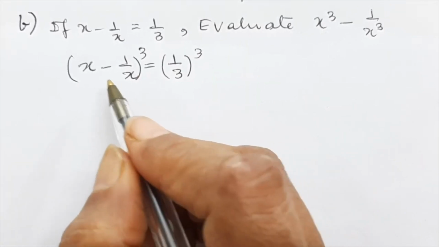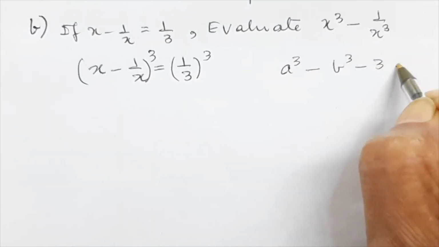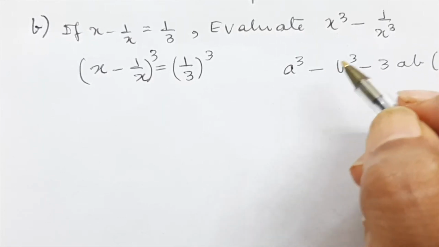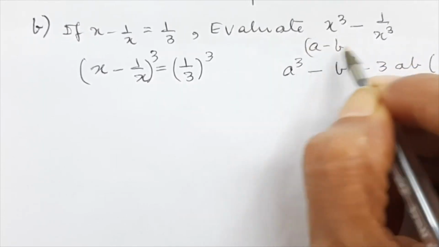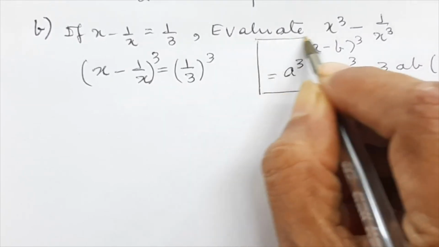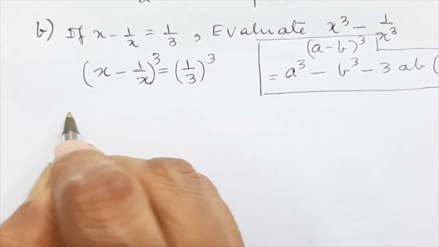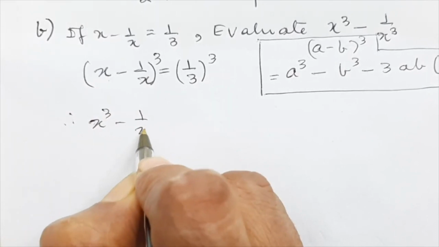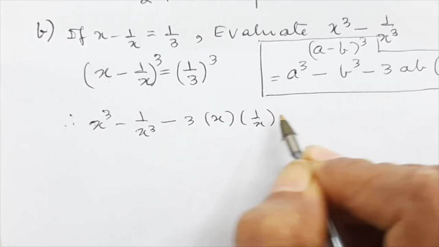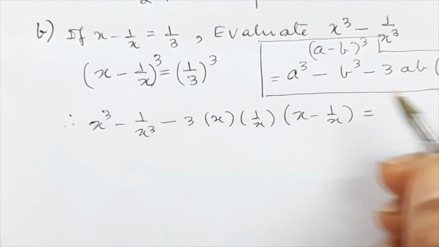So we use the formula for a minus b whole cube. A cube minus b cube minus 3ab into bracket a minus b. This is the formula for a minus b whole cube equal to. So this is our thinking step. We will use just this and we will now write our next step. Therefore, x cube minus 1 upon x cube minus 3 into x into 1 upon x into x minus 1 upon x, and that is 1 upon 3 whole cube.